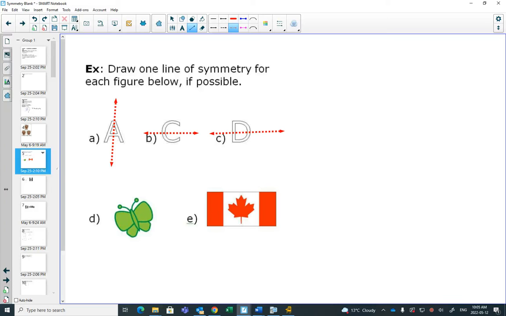Okay, what about the butterfly? If you cut it in half this way, it's symmetrical on the other side. Canadian flag.